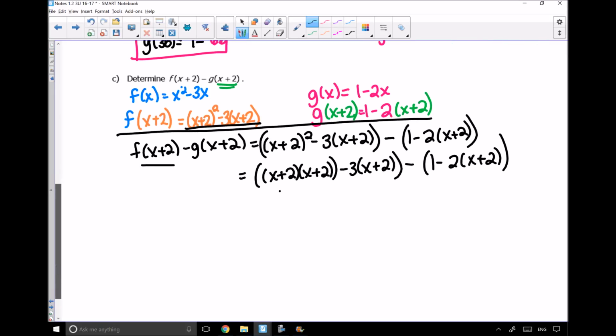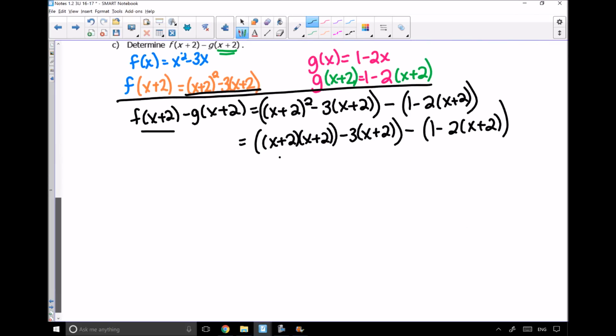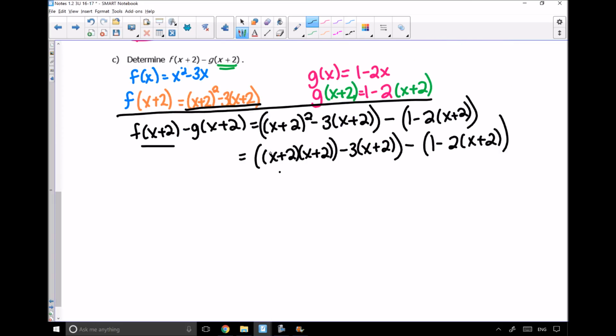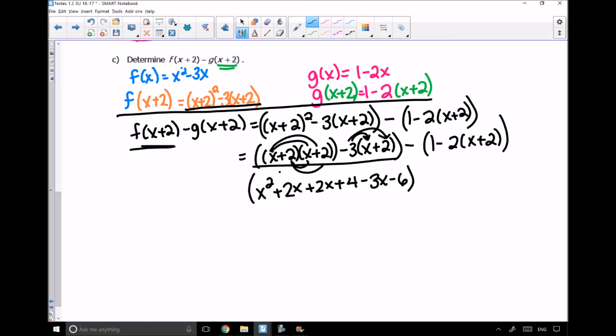So right here, when I distribute this x to this x, I end up getting x squared. When I distribute this x to this 2, I get 2x. When I distribute this 2 to this x, I get 2x. And when I distribute the 2 to the 2, I end up getting 4. Okay? Then I'm going to distribute the negative 3 through, so I get negative 3x minus 6. So that's my whole entire first piece, the f of x plus 2.